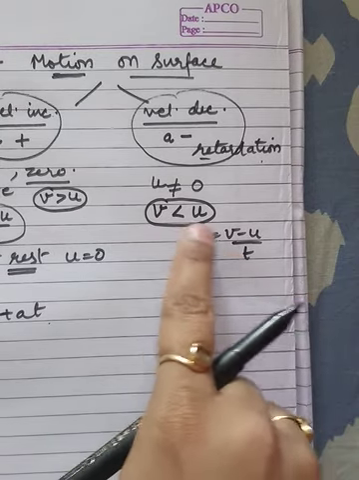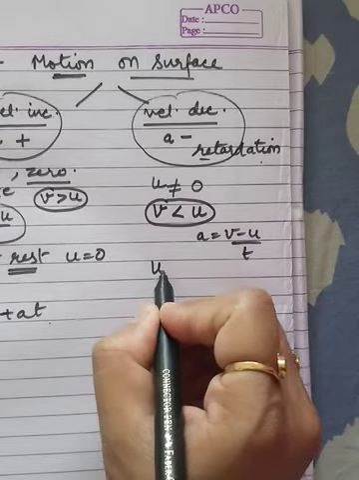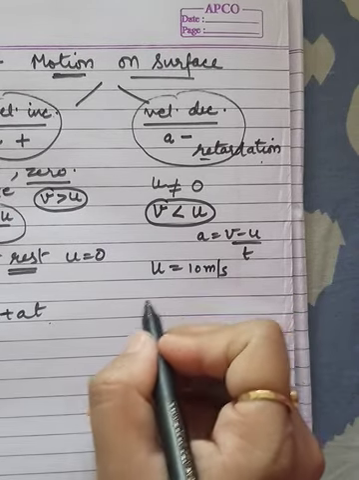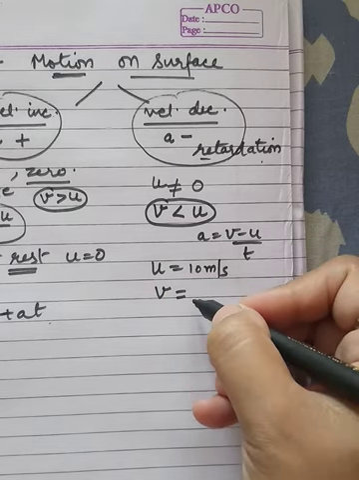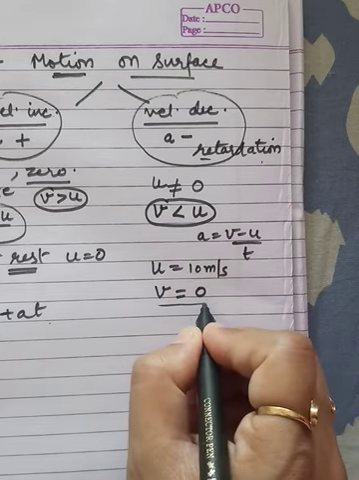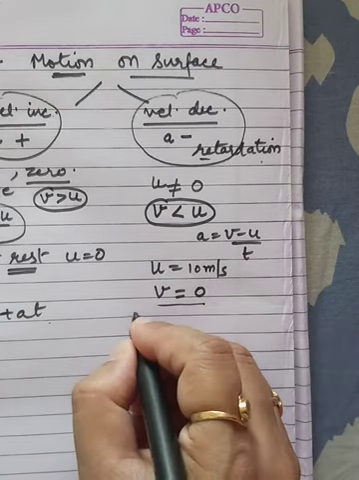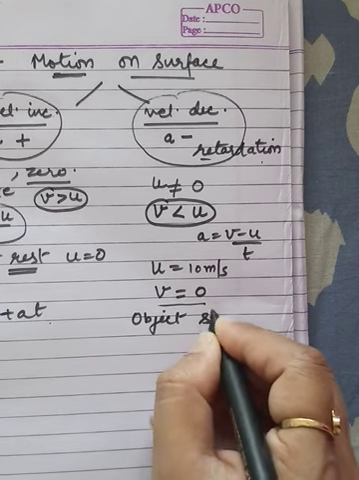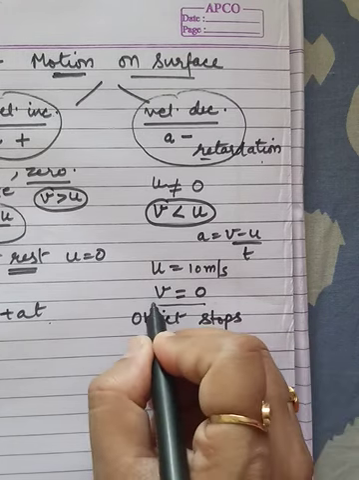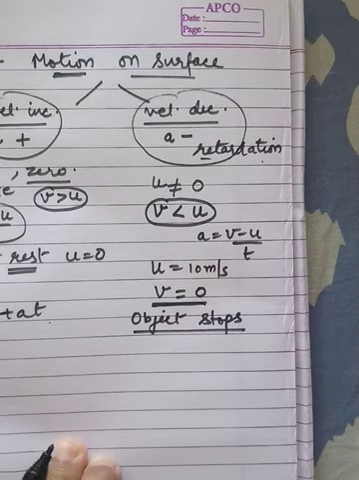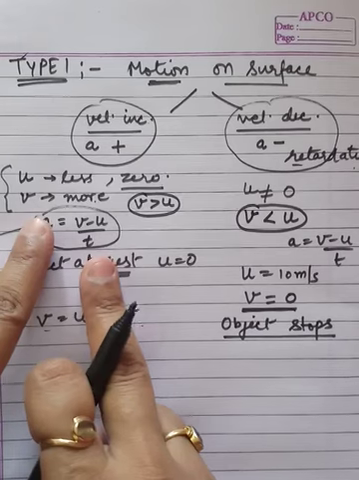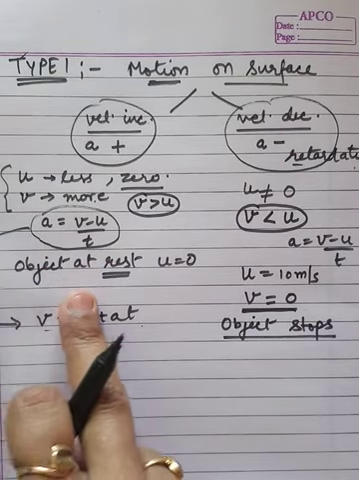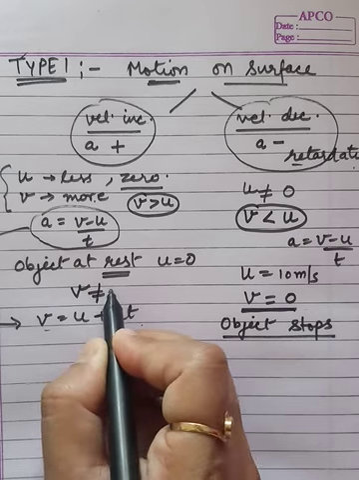Okay, in this case when u has a particular value, say 10 meter per second, then v should have some value less than 10 meter per second, so it can have 0 value. When will v be 0? When the object stops, then we can say v is 0. Fine. So in the increasing case u can be 0, but in the decreasing case u cannot be 0, while v can be 0.